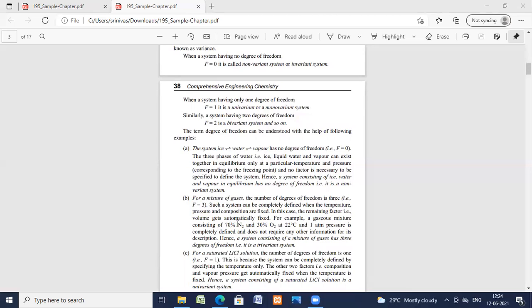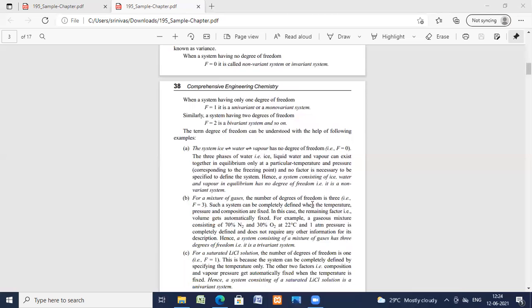Take a gaseous mixture of 70% N2 and 30% O2 at 22 degrees centigrade and 1 atmospheric pressure. It is completely defined and doesn't require any other information for its description. So the system has 3 degrees of freedom. The 3 degrees of freedom make it a trivariant system.